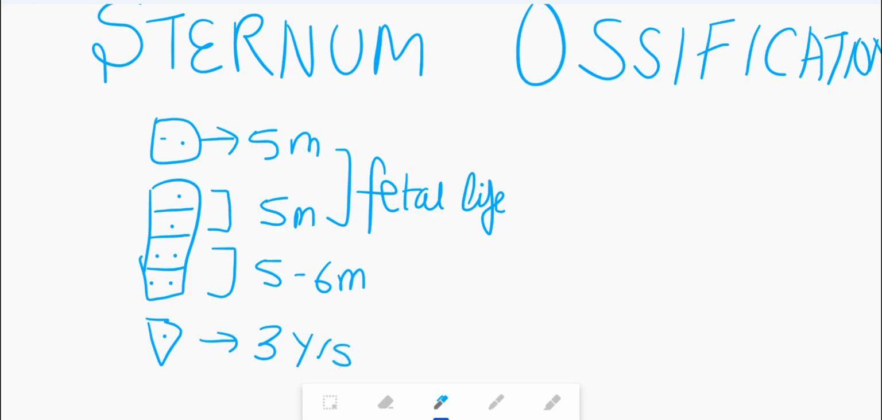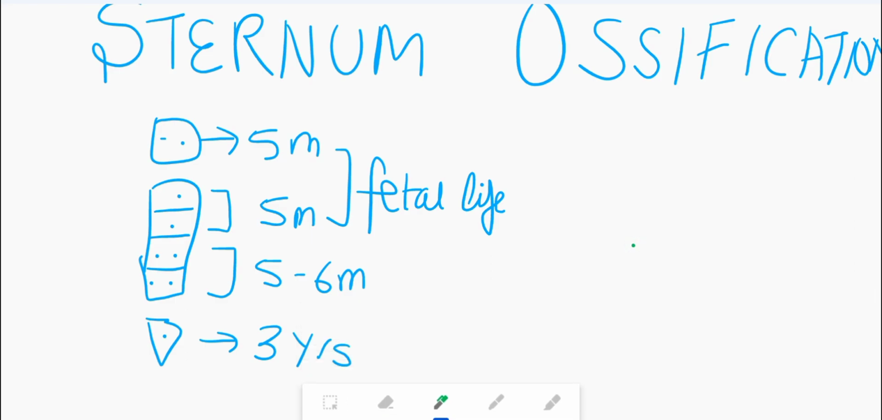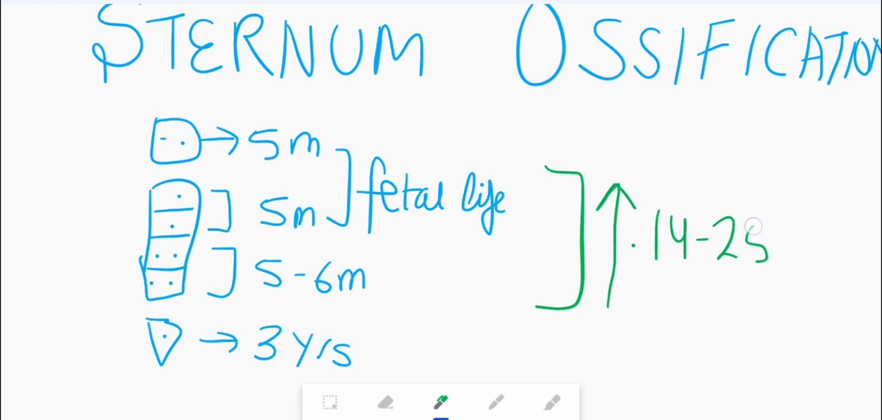Then, when are they fusing? First of all, the ossification centers in the body will be fusing. In the body, how are these fusing? They will be fusing from below to upwards, from 14 to 25 years. Then the xiphoid will be uniting with the body at 40 years. And the manubrium will be uniting with the body at 60 years.